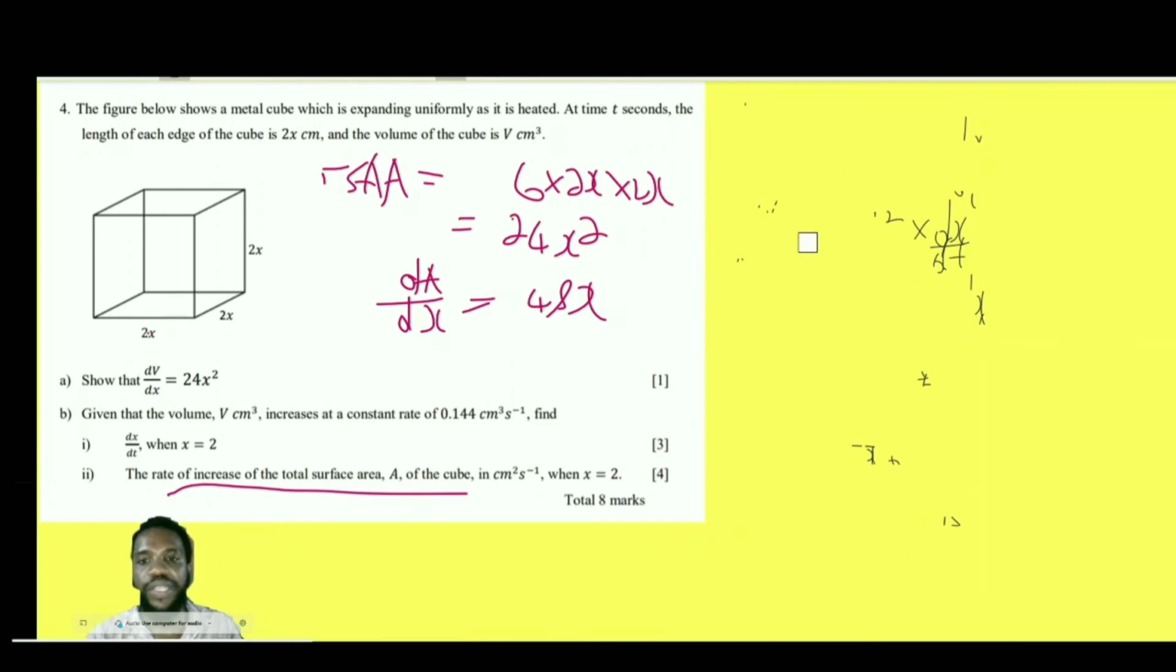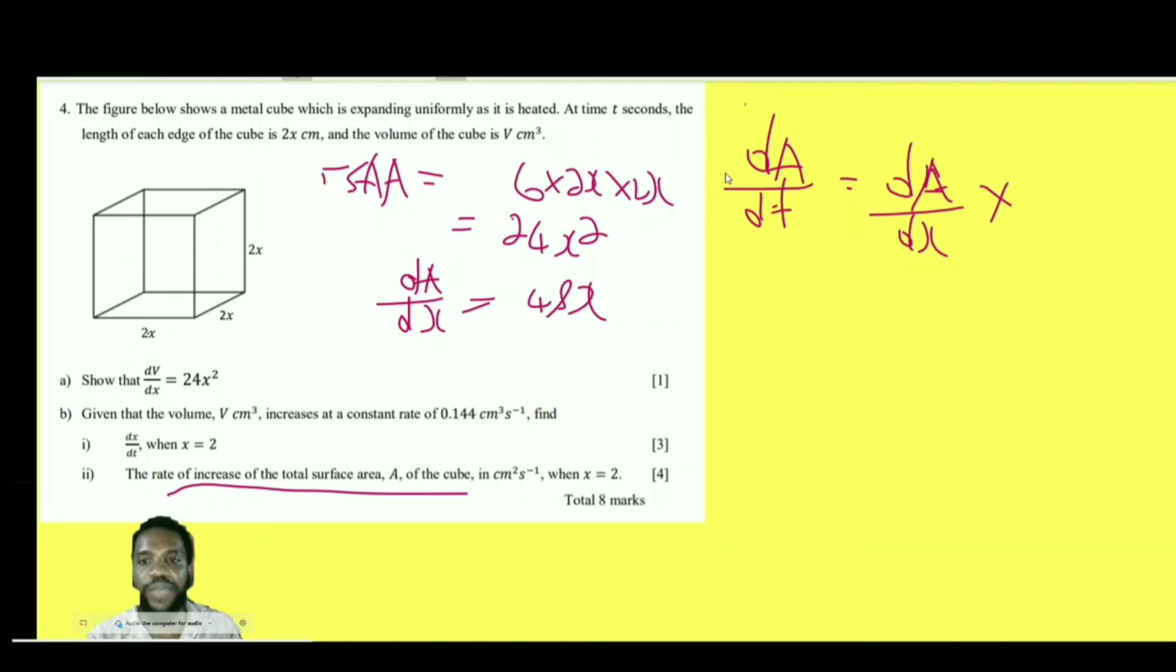Alright, let me create some space on this side. What they actually want me to find is the rate of change of the total surface area, which means I'm looking at it with respect to the variable time. So that's my third parameter being introduced. I need to find dA over dt. I have a connection between area and length, so I'm going to have dA over dx, and I'm going to have to multiply by dx over dt, because if the area is changing with respect to the length, then of course the length must be changing with respect to time.